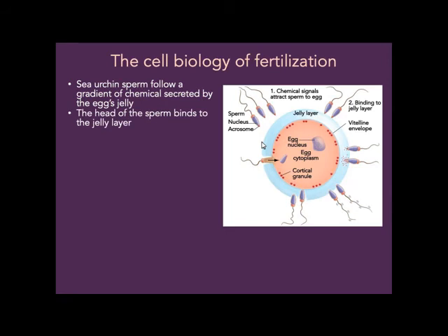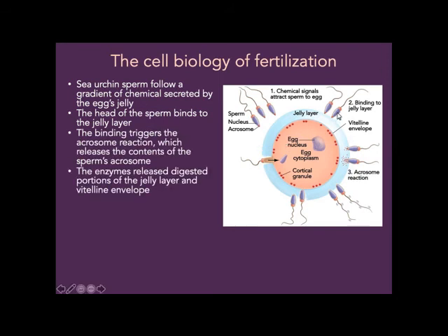Next, the head of the sperm binds to the jelly layer. When the sperm bind to the jelly layer, that triggers something called the acrosome reaction. And the acrosome reaction causes the contents of the sperm's acrosome to be released. So you can see here, this is the acrosome reaction, and then the bit at the tip of the sperm is released into the jelly layer. Then the enzymes that are in the acrosome digest portions of the jelly layer and the vitelline envelope.